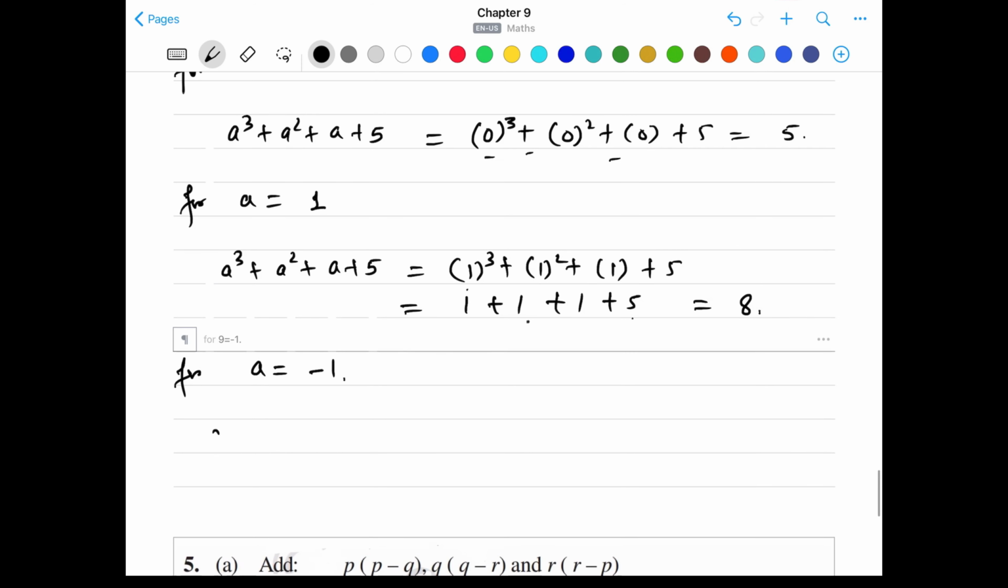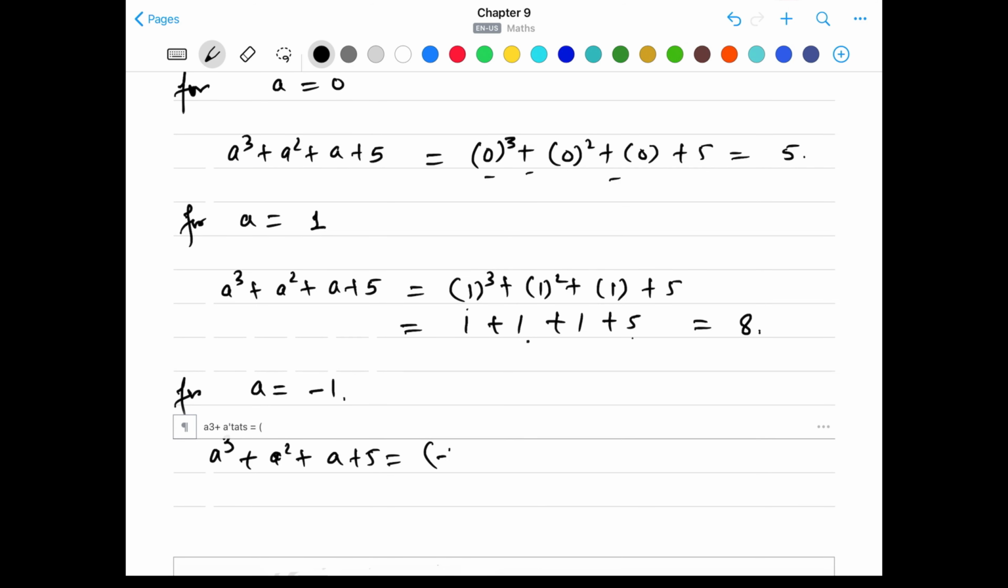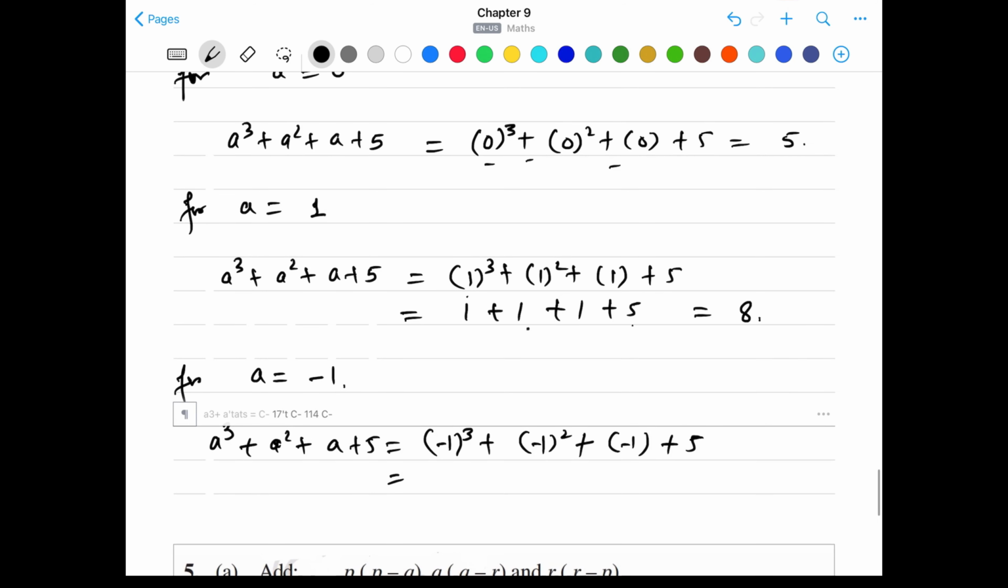Here we have the expression a cube plus a square plus a plus 5. Let's replace all the a's by minus 1. So we have minus 1 cube plus minus 1 square plus minus 1 plus 5. So minus 1 cube will be minus 1, minus 1 square will be plus 1, and then we have plus minus, which will be minus 1, then we have plus 5.